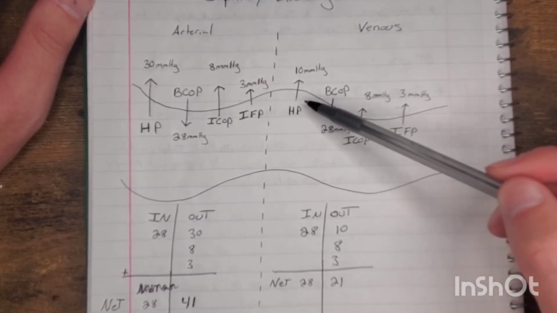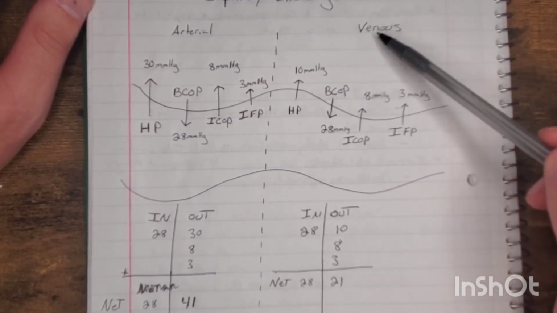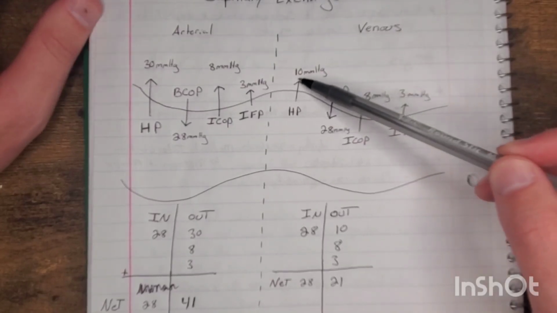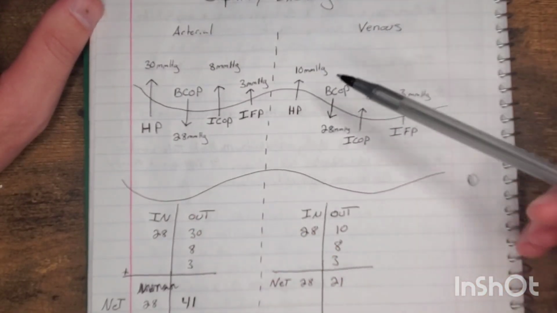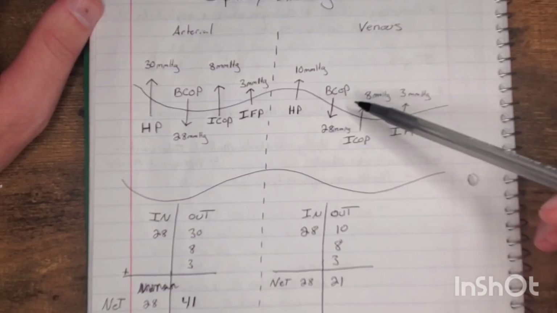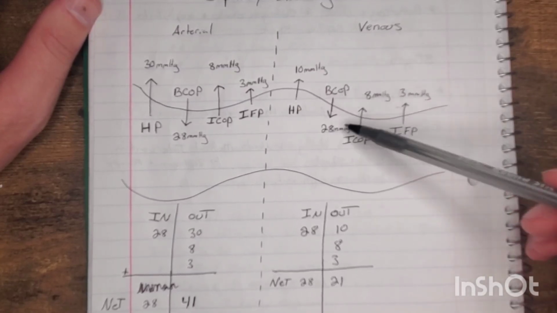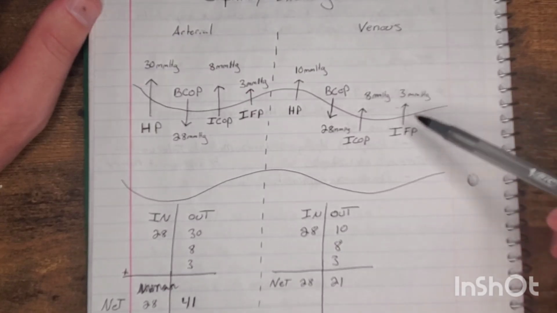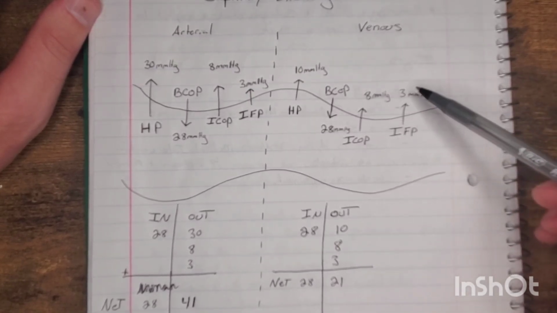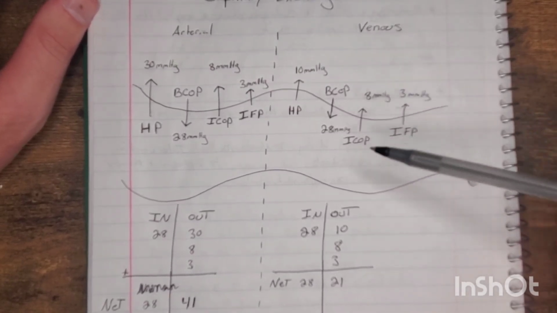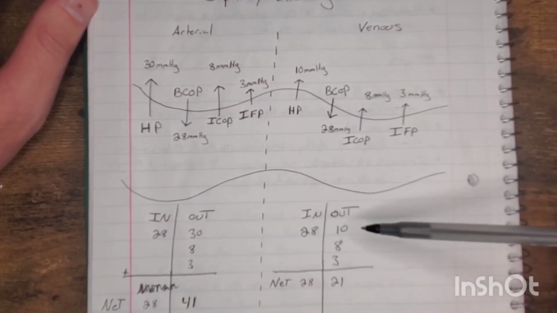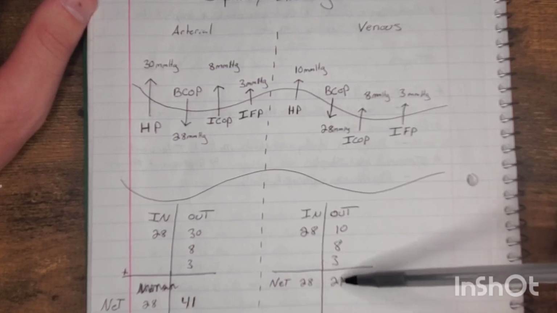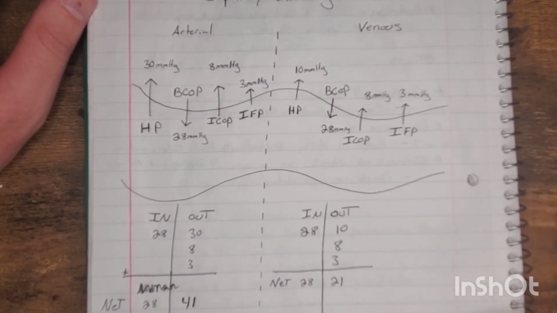The hydrostatic pressure in the venules, or the venous side of the capillaries, is a lot lower. Notice it's 10, where before we had 30. So we have 10 pushing out. Our blood colloid osmotic pressure, we have 28, so we've got 28 coming in. Our ICOP is 8; it stays the same. Our IFP is going to stay the same at 3. So we come down here: it's 28 in, 10 out, 8 out, 3 out. Net 28 in, net 21 out. We're going to see a net 7 in.